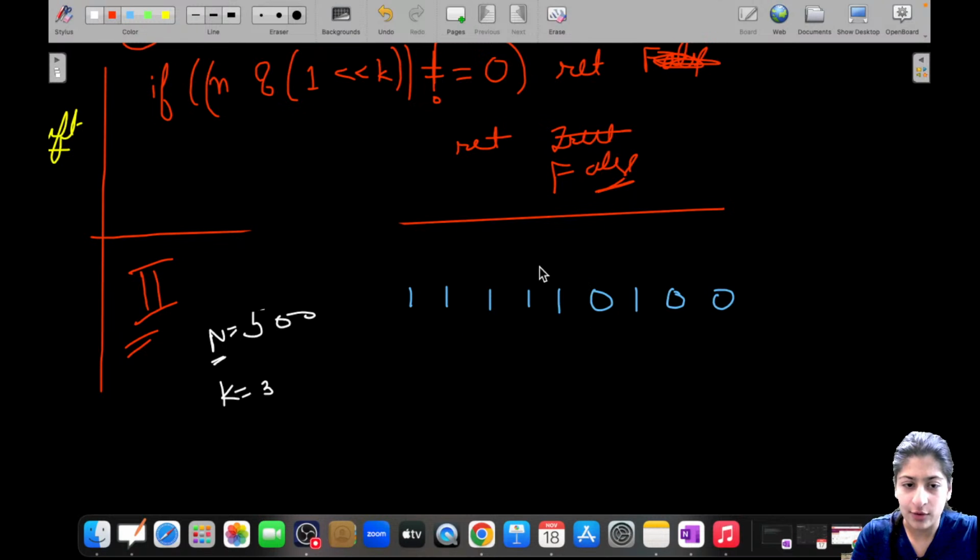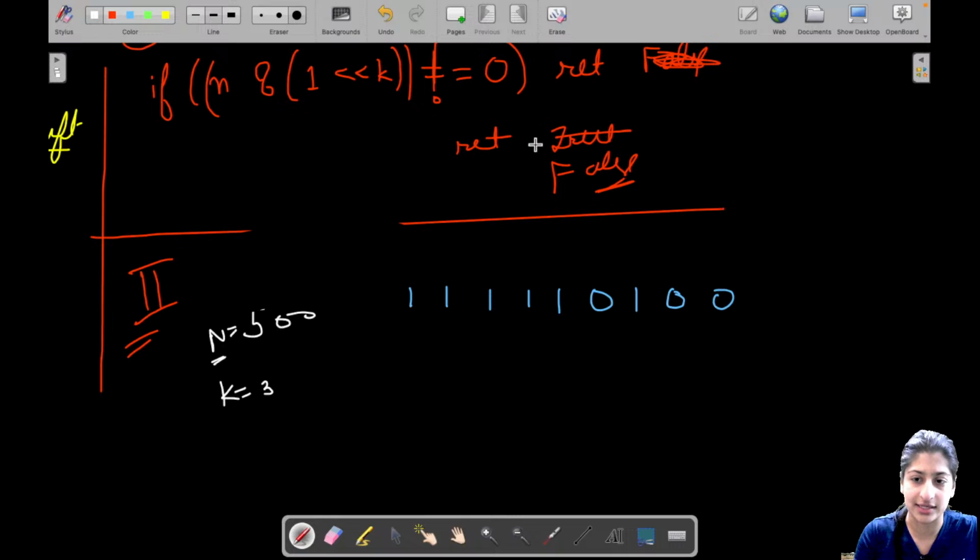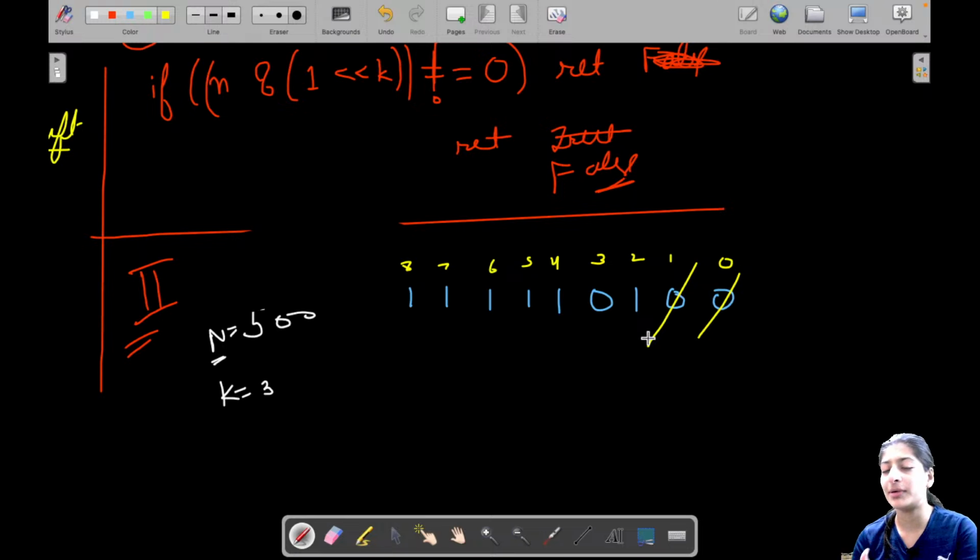So what I'm trying to do is find what is present at the kth index. Your k is 0 1 2 3 4 5 6 7 8. Fine. So I will right shift my number by 2 positions. Why? Right shift means removing the last 2 bits from your number and shifting the entire binary number by 2 positions to the right. So the bit at the kth index can be found at the 0th index.